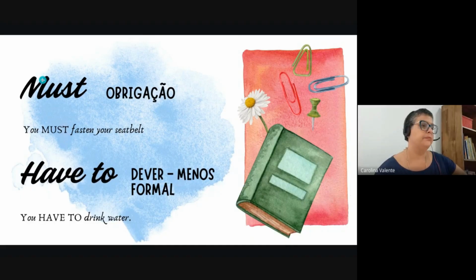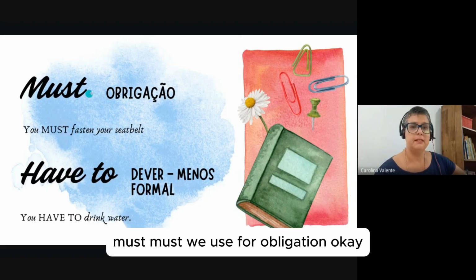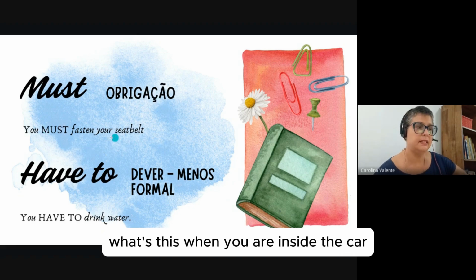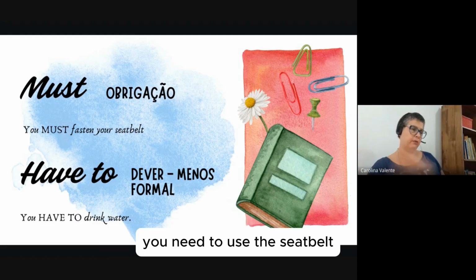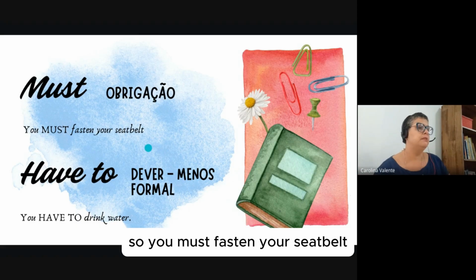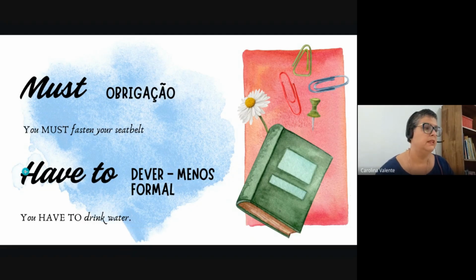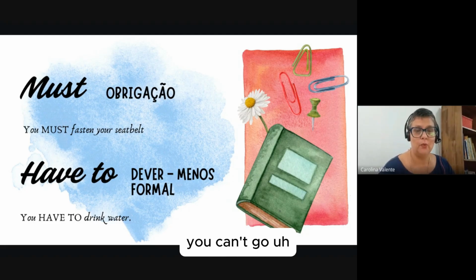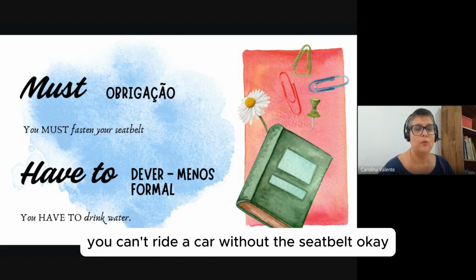Next one, must. Must we use for obligation, okay? You must fasten your seatbelt. What's this? When you are inside the car, you need to use the seatbelt. Okay, you need to put this in your seatbelt for security. So you must fasten your seatbelt. So this is an obligation. You can't ride a car without the seatbelt.